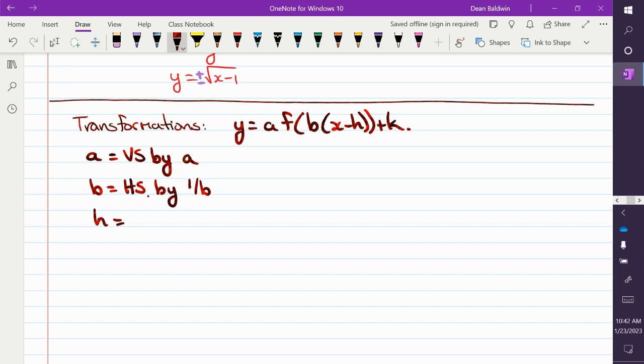Horizontal translation. Translations are when you're adding or subtracting, stretches are when you're multiplying or dividing. I'll just say HT, horizontal translation, which means left or right, by H, if h is positive. So if h is positive, this is the tricky part. Which way do you go? If h is positive, you go right.